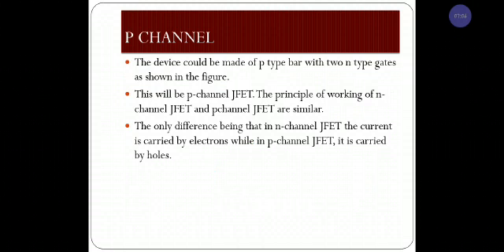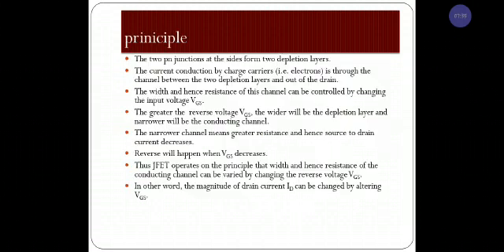P channel. The device could be made up of a p-type bar with two n-type gates as shown in the figure. This p-channel JFET works on the same principle as the n-channel JFET. The only difference between the n-channel JFET and the p-channel JFET is the carriers. In the n-channel JFET, the majority carriers are electrons, and in the p-channel JFET, the majority charge carriers are holes.